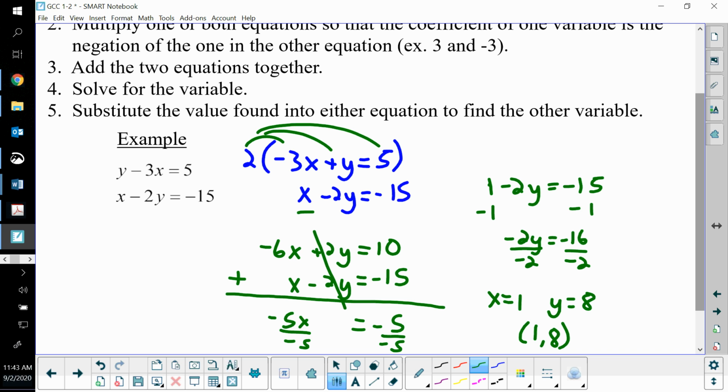And I didn't mention it before, but notice our equations were the same equations that we did for the substitution example. And although we did it with different methods, we got the exact same answer.